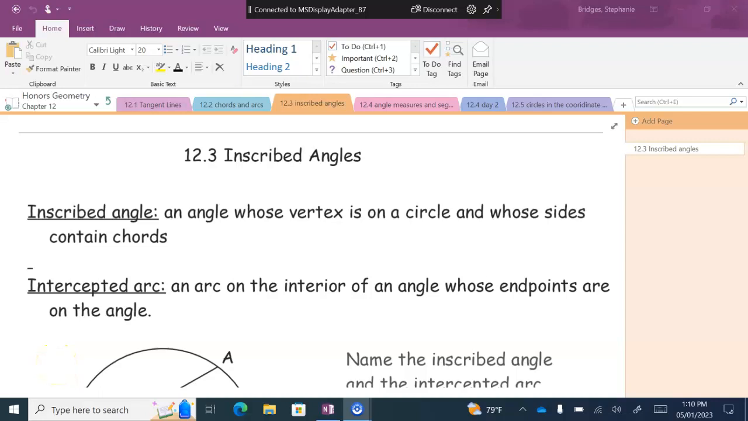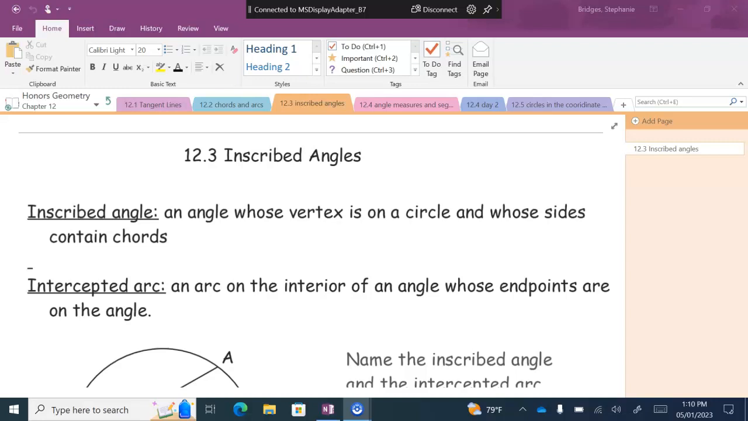Two definitions that we are going to talk about today. The first is an inscribed angle. That is an angle whose vertex is on the circle, okay? Now, I'm going to put it up on the board, and I'll show you the picture here in just a minute. An inscribed angle is an angle whose vertex is on the circle.